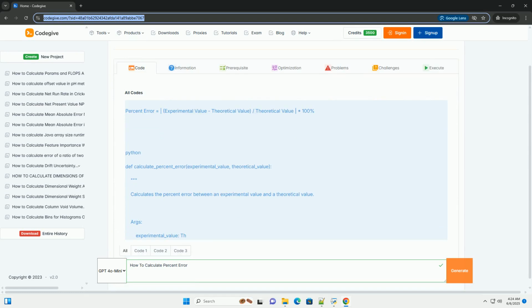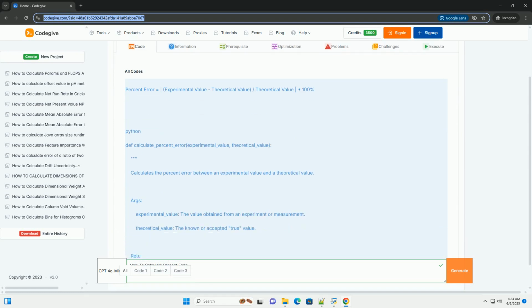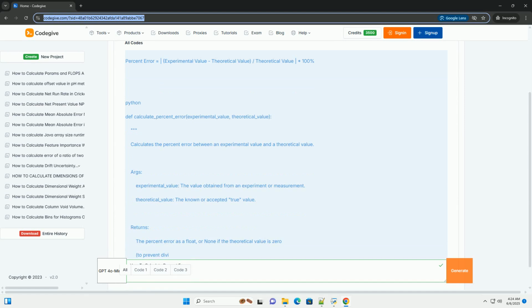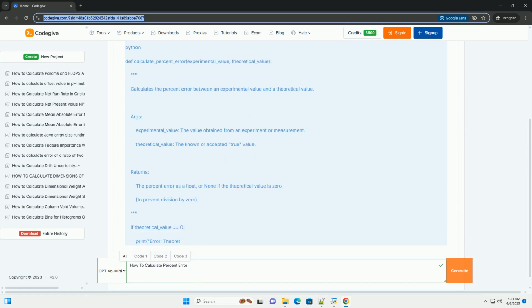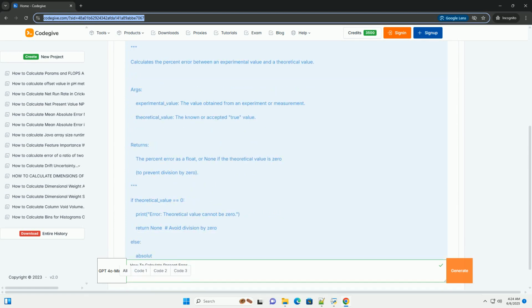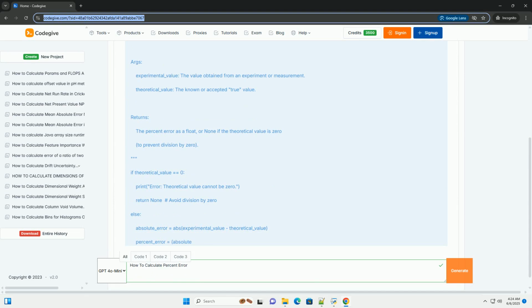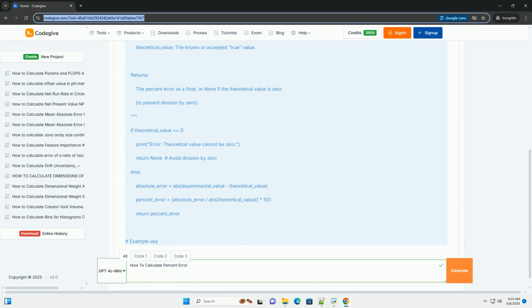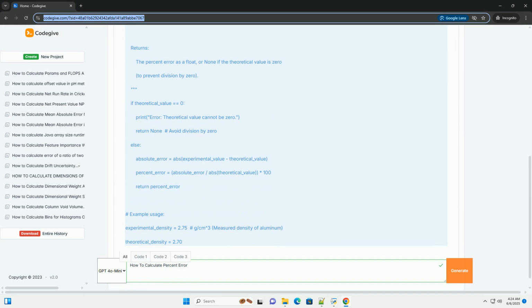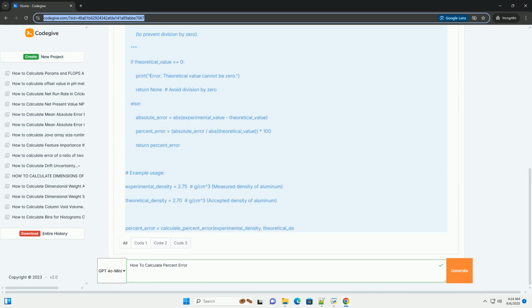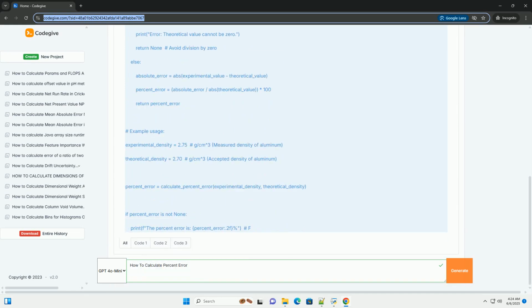Okay, let's dive into the concept of percent error, how to calculate it, and its significance in various contexts. I'll also provide Python code examples to illustrate the calculations. Understanding percent error, bridging the gap between reality and expectation.